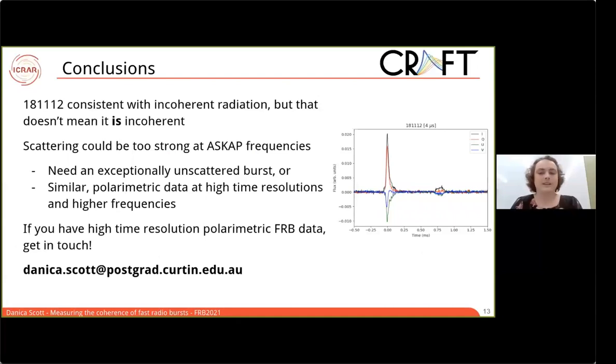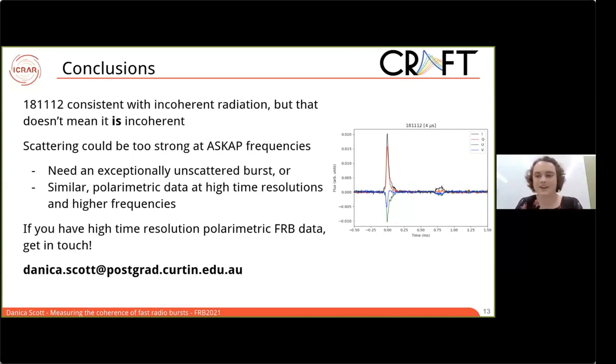What probably is happening is that scattering is simply too strong at ASKAP frequencies. So even though FRB 18-11-12 is a remarkably narrow burst and remarkably unscattered for an ASKAP FRB, it might just still be too much. And scattering really is a pain. It scales with frequency to the -4. So when you get down into these mid to low radio frequencies at about 1 gigahertz, it really starts to ramp up. So what you would need in order to apply this and expect scattering to not be such a problem, you would need an exceptionally unscattered burst, which is not impossible.